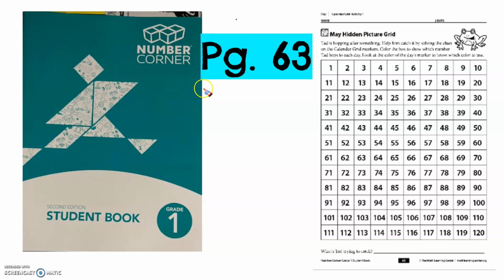You want to turn this book to page 63. Page 63. Super important. Remember, we're using this the entire month. So have it every day ready for number corner. You're using it every day for number corner in the month of May.